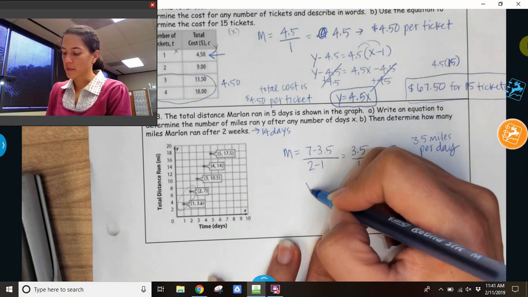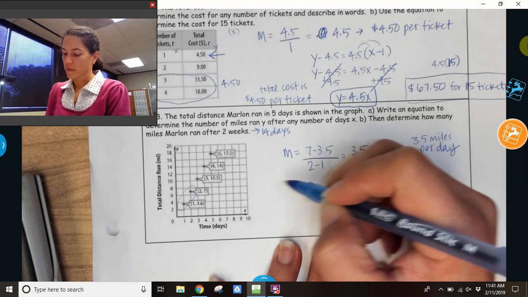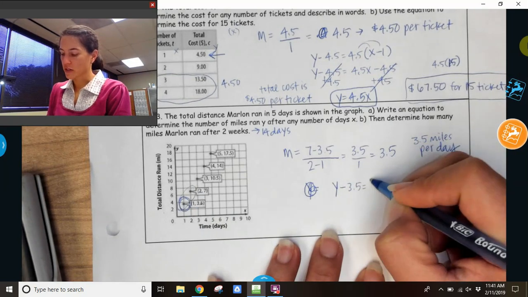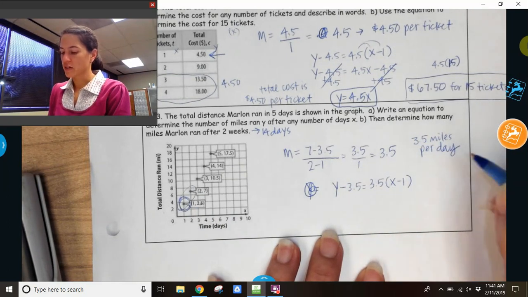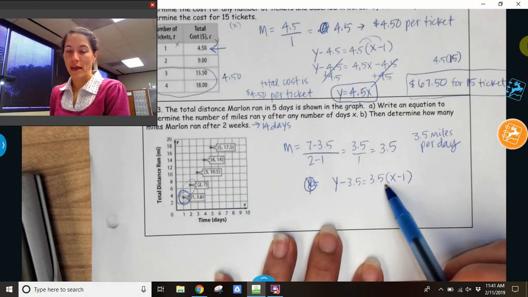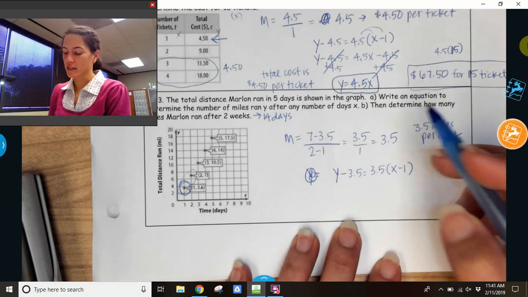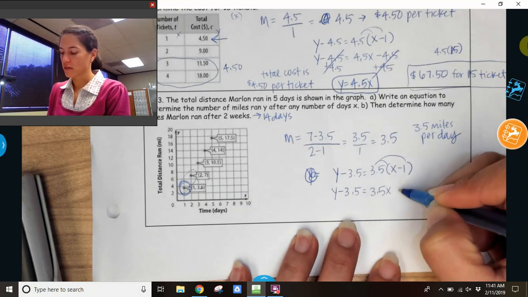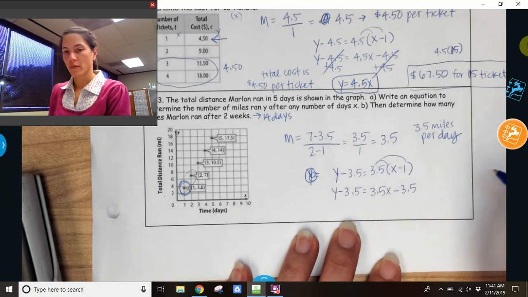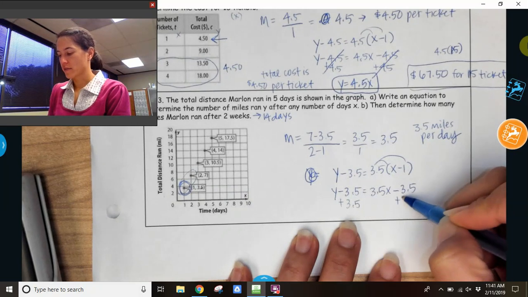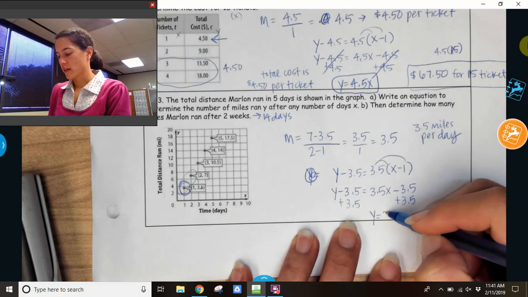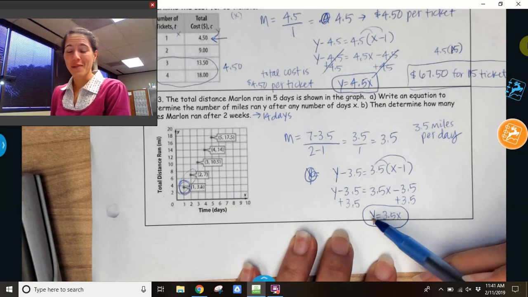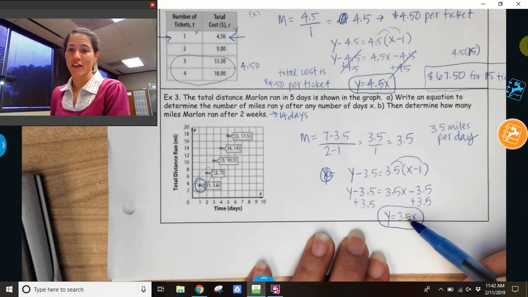Then I'm going to put it into my equation. Whoops. I'm just going to use that first point. Y minus 3.5 equals the slope, x minus 1. And maybe by now you've seen the pattern that if it starts like this, then it's going to end up canceling out. Plus 3.5. So y equals 3.5x. The total number of miles that Marlon runs is 3.5 miles per day.